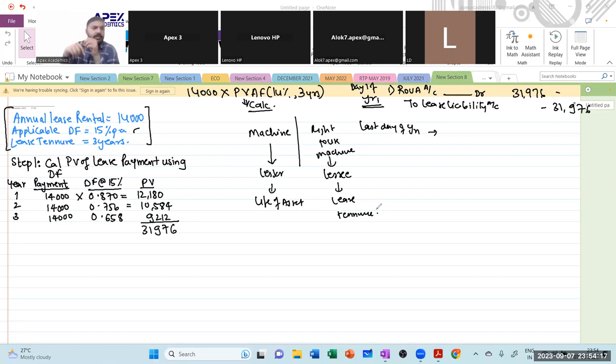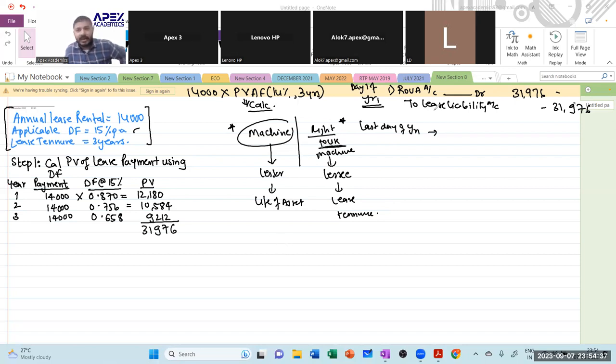Please take a screenshot of this right now. This is the most important concept for people who have a doubt whether we are depreciating the same asset in 2 different books at 2 different rates and 2 different periods. No, we are not. There is a machine and there is a right to use that machine.